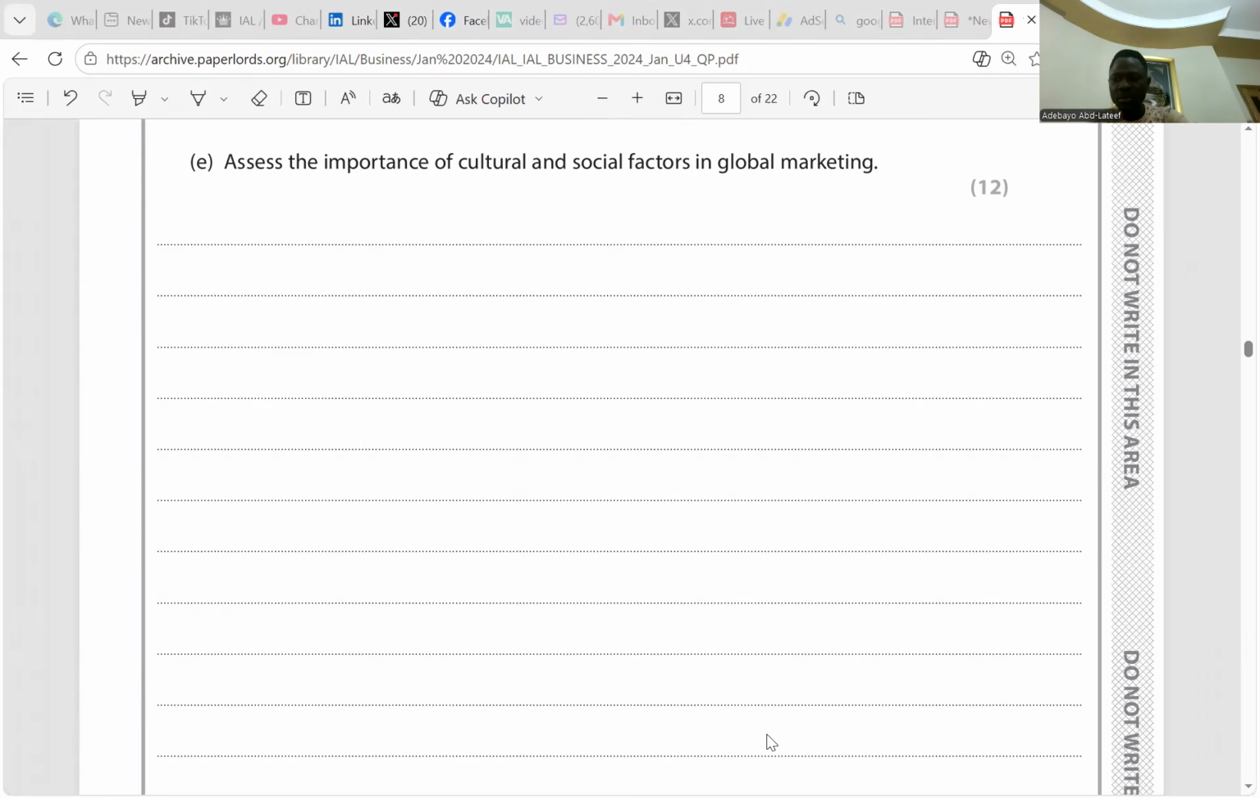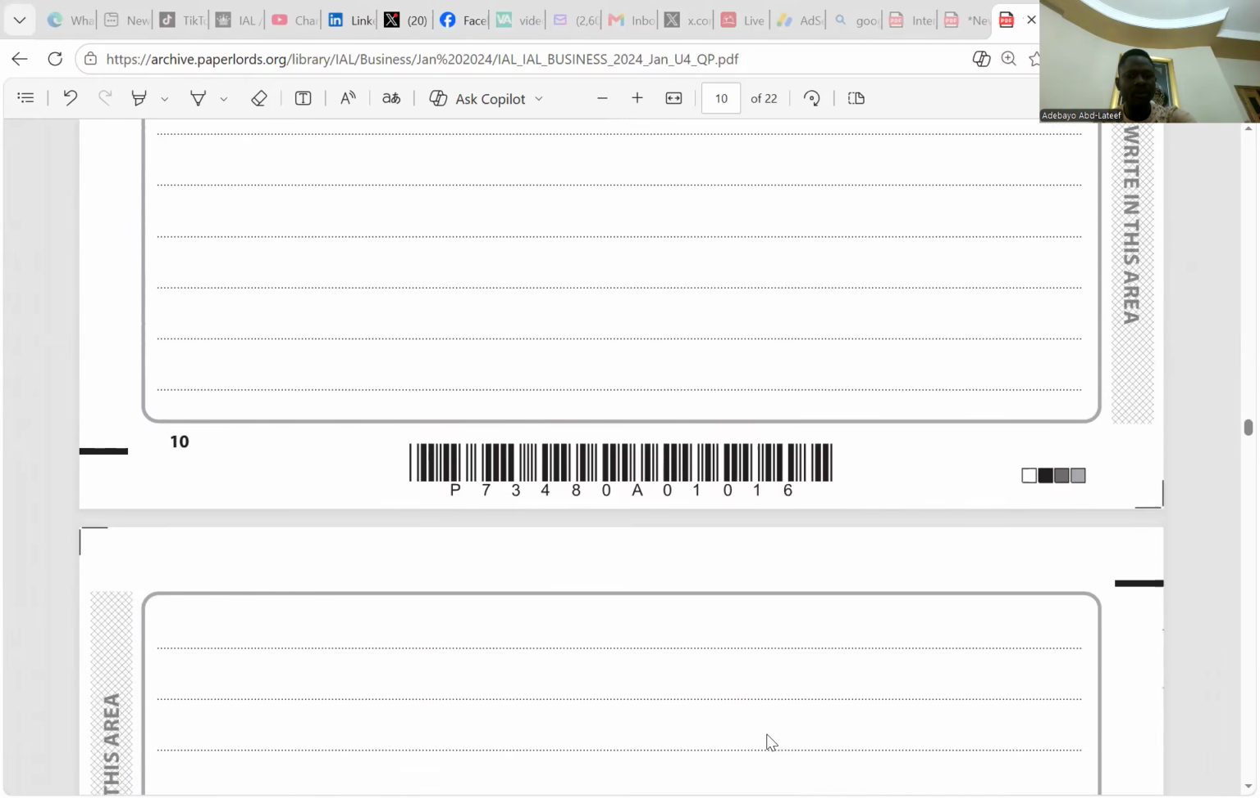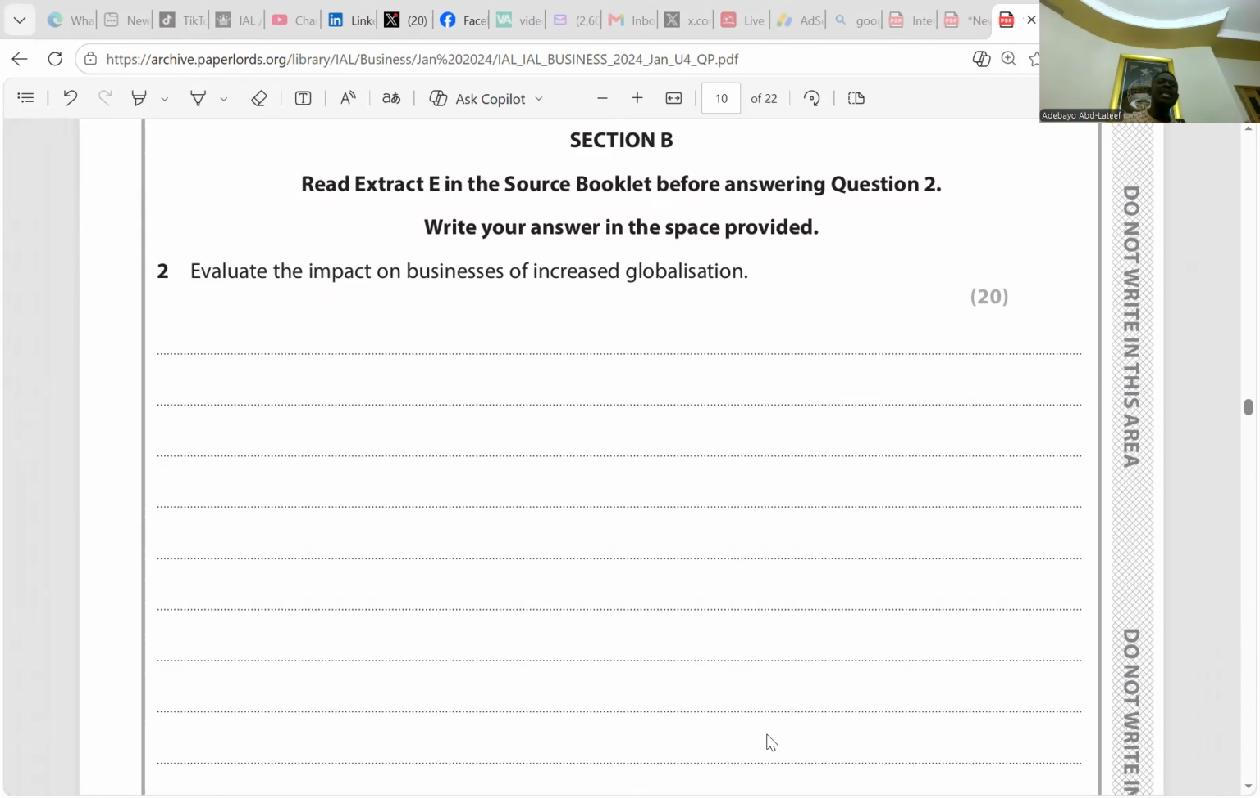We go to question 2. For question 2, they said, evaluate the impact on business of increased globalization. The question is about increased globalization, which is about the benefits of globalization and the setbacks of globalization, not the hindrance of globalization. First, what is globalization?